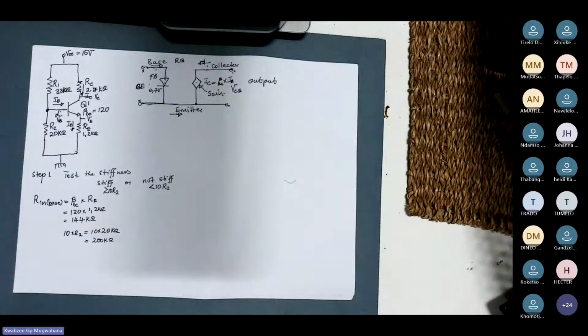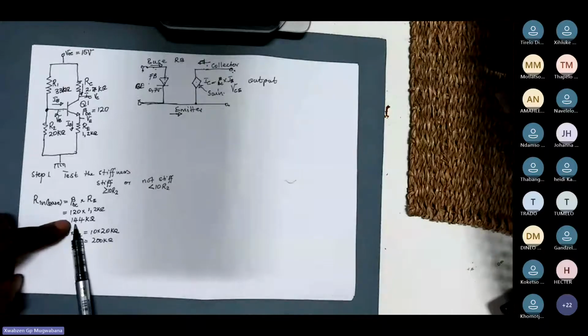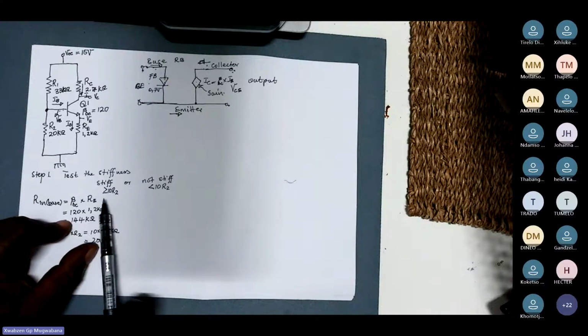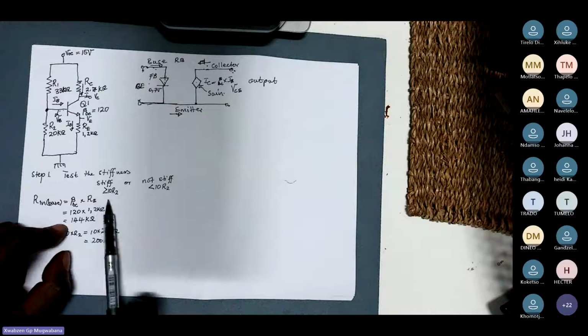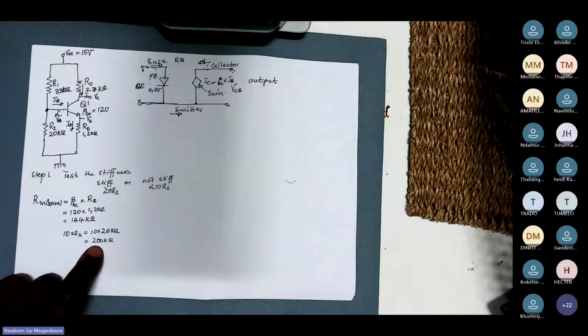Now, once you get this 10 times R2, we need to do the comparison. With this comparison, your R in base is compared to 10 times R2, and we are checking if the transistor is stiff or not stiff. R in base is 144 kilo ohms, and 10 times R2 is 200 kilo ohms. Is 144 kilo ohms greater than 200 kilo ohms?